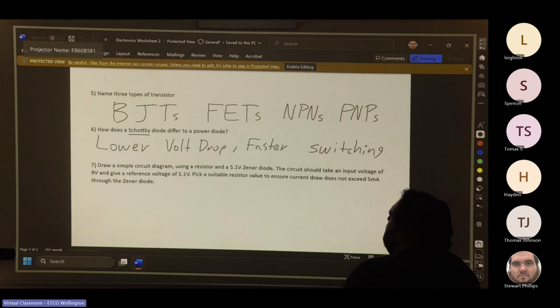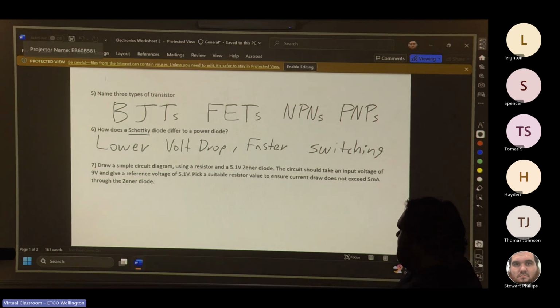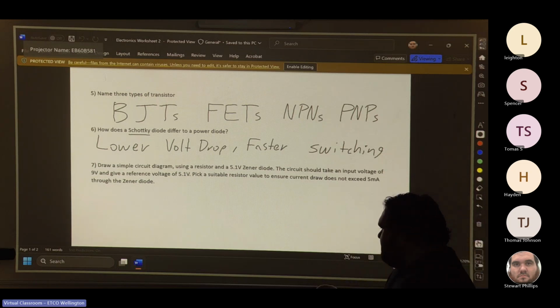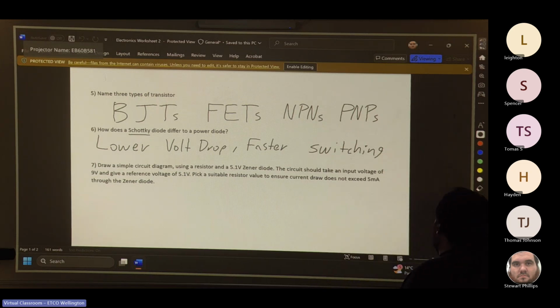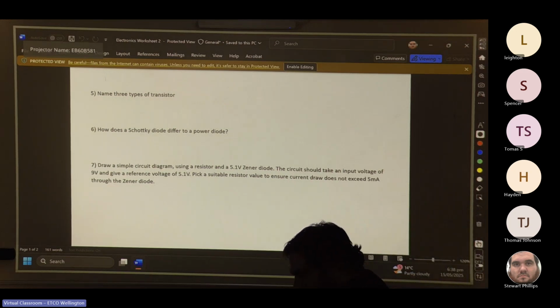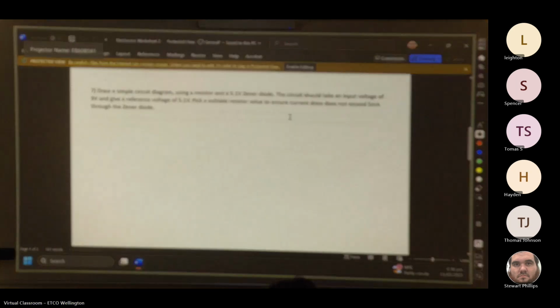So draw a simple circuit diagram using a resistor. Okay, cool. So don't worry about this question simply because you guys don't have the draw function on the Teams. It is an option for a different version of Teams.